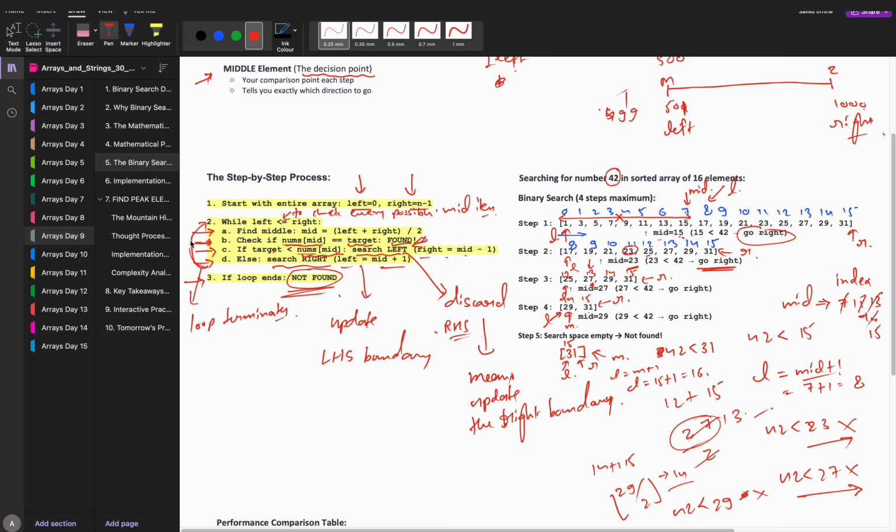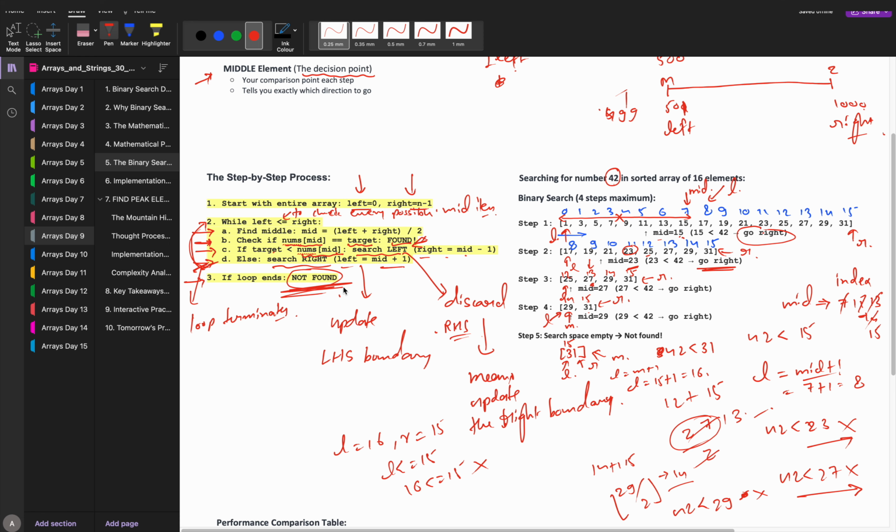Now, will this loop end? Yes or no? Because left is equal to 16 and right is equal to 15. Left should be less than or equal to 15. Is 16 less than or equal to 15 for this loop to work? No, it is not. This loop will terminate.